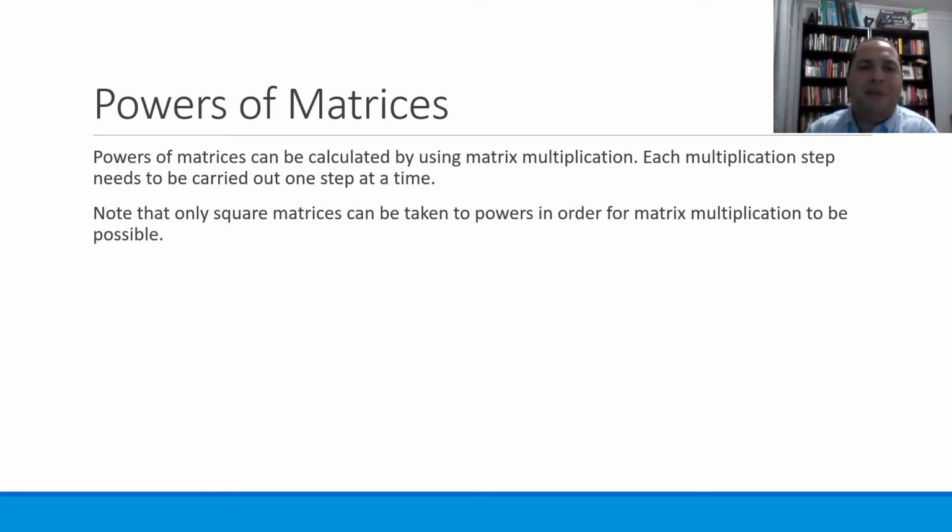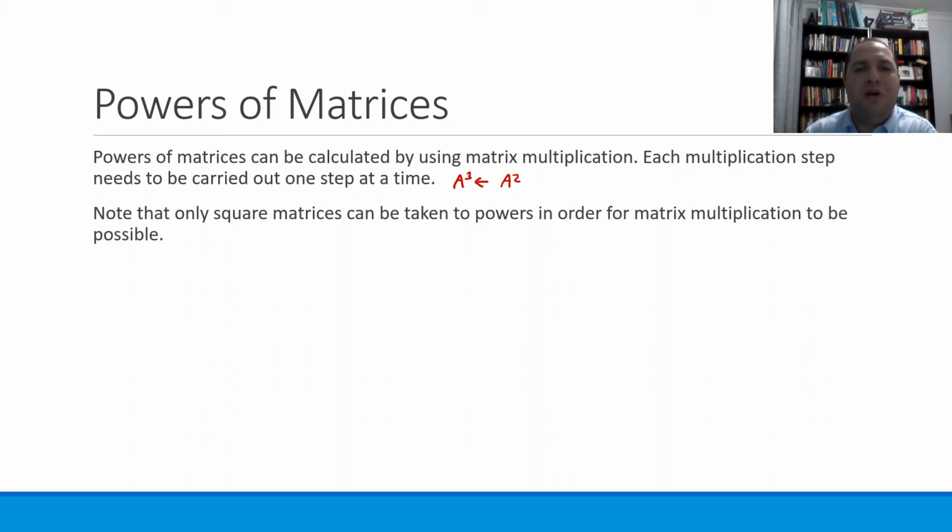Powers of matrices can be calculated basically just by using the matrix multiplication that we've already covered in a previous lesson. Each multiplication step needs to be carried out one step at a time. That means if you want to work out the value of A cubed, first you have to work out A squared, and then once you have A squared, work out A cubed. You can't just go straight from A to A cubed. You have to start with A, then get A squared, then get A cubed. We'll talk about why in an example.